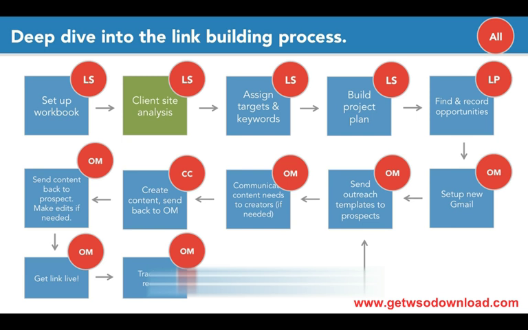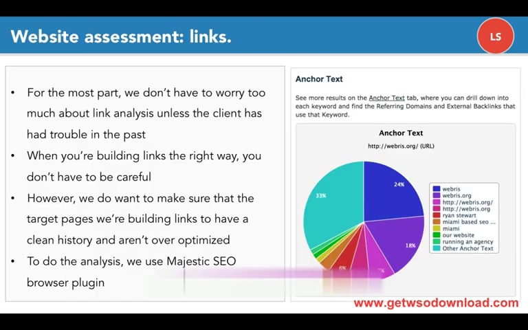Number one, we looked at content. Number two, we want to look at their links and link history just to make sure that they don't have any issues. So for the most part, we don't have to worry too much about a link analysis unless the client has had trouble in the past. If they've gotten penalized, all of that stuff, then we want to be careful. But for the most part, they'll tell us that. But we do need to do a quick analysis just to make sure.